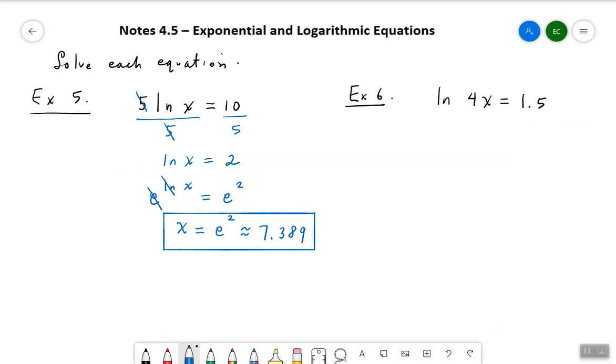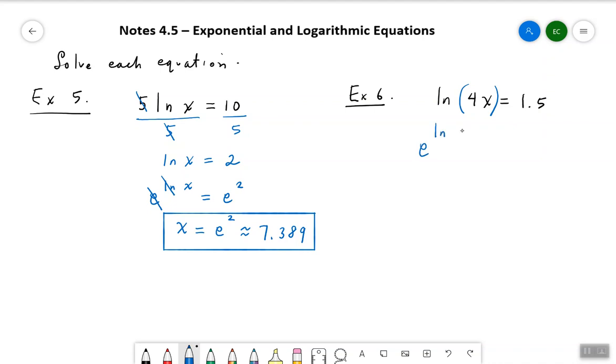Okay, in example 6, we have something similar, but a little bit different. This time the 4 is inside the logarithm, and so we want to make sure we understand we're taking the natural log of 4 times x. So we can use parentheses to emphasize that fact. And we want to apply a base e exponential to both sides.